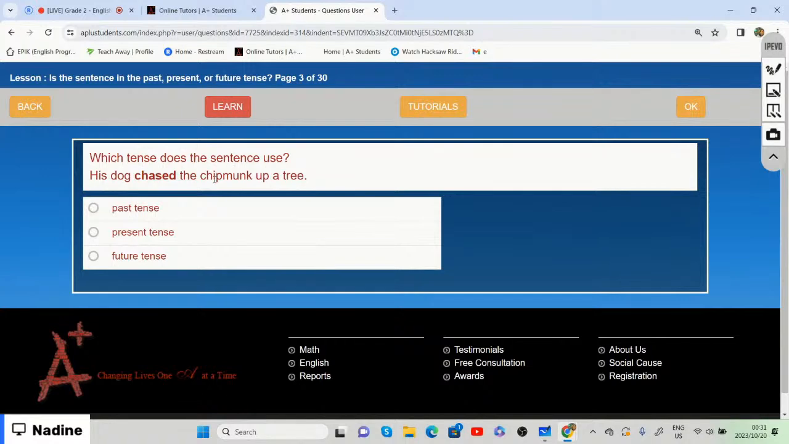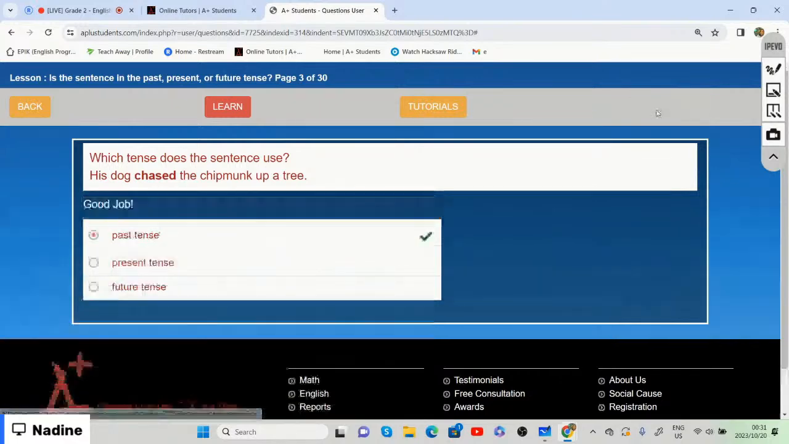All right, so if we look at the word chased, that ends in ed, we can say it's in the past. So this is a past tense. It happened already.